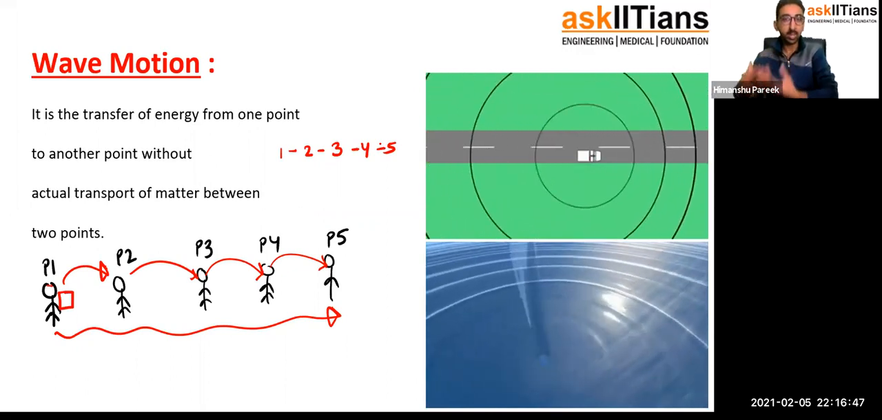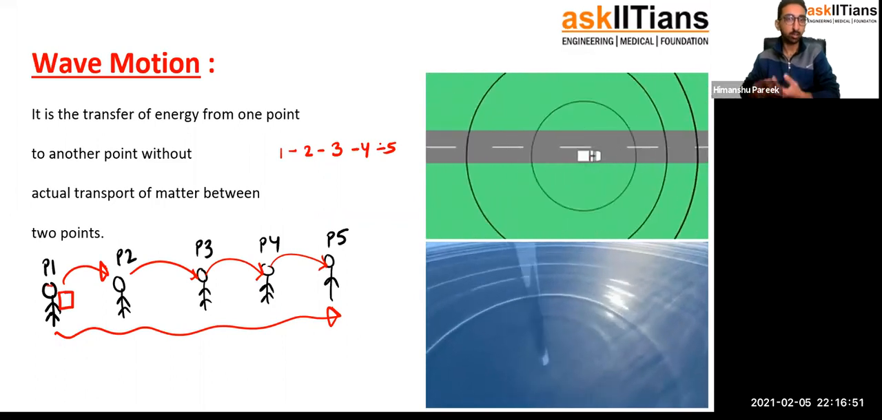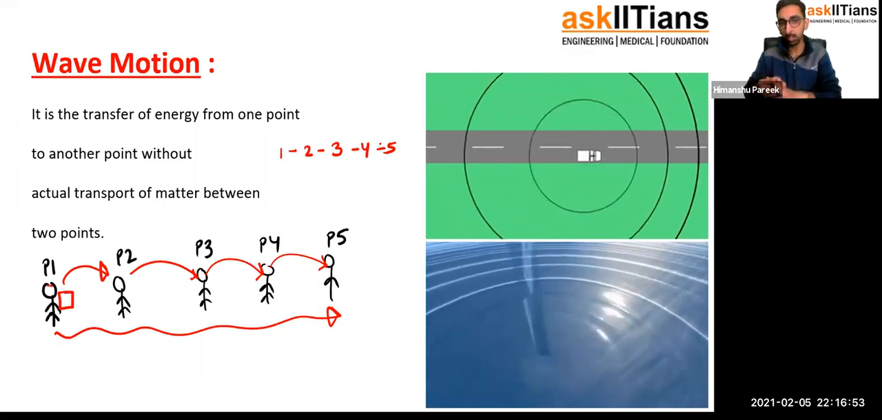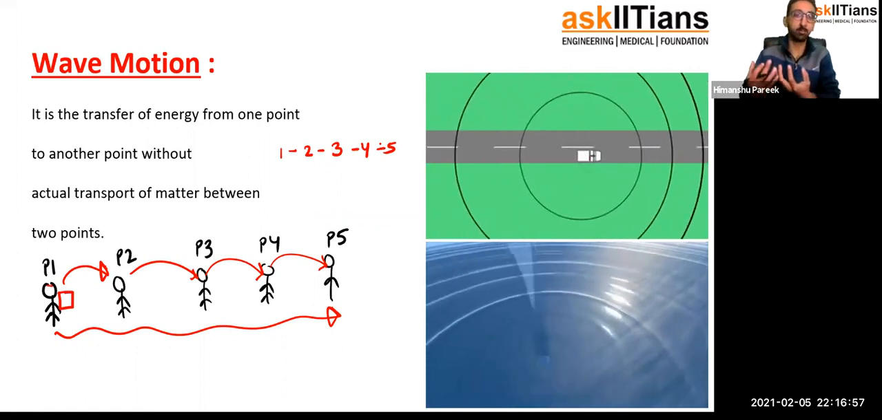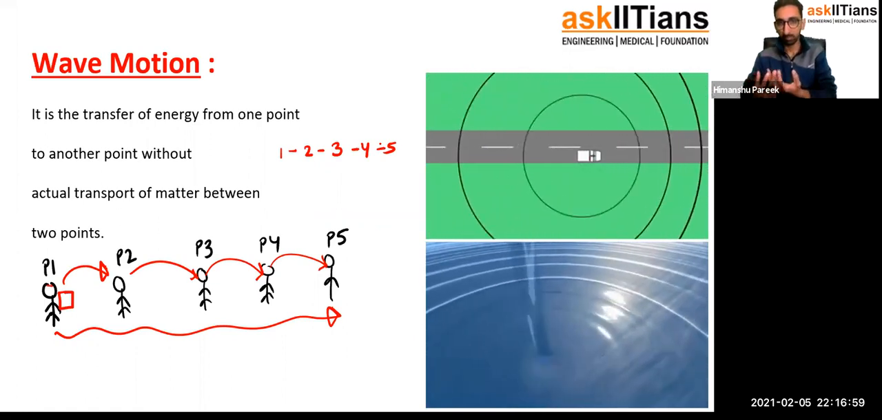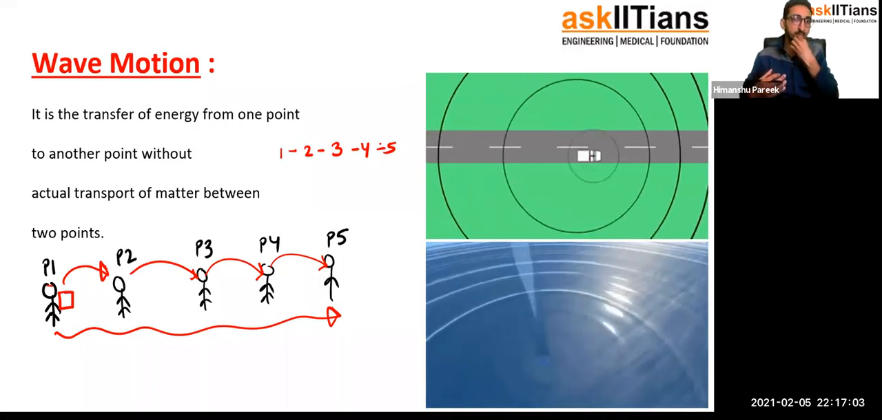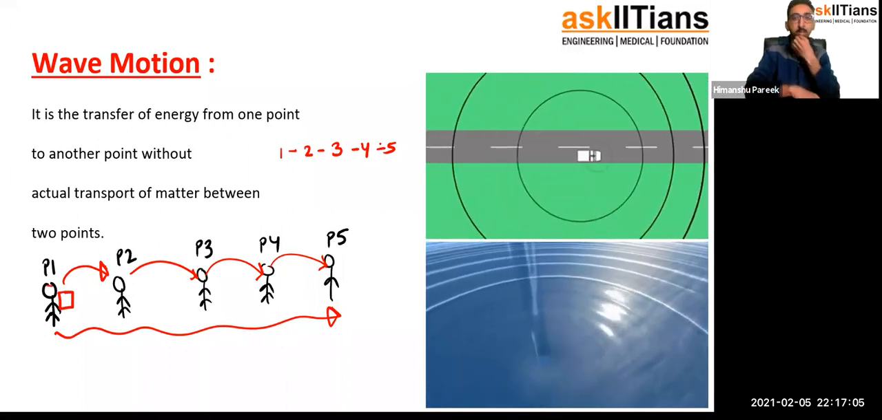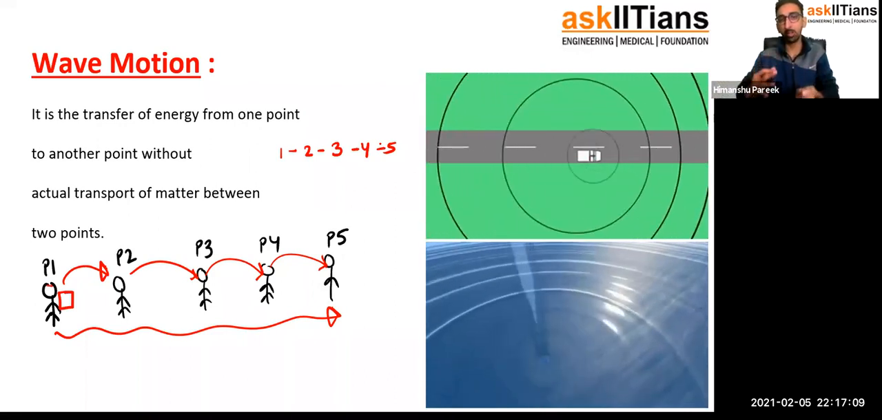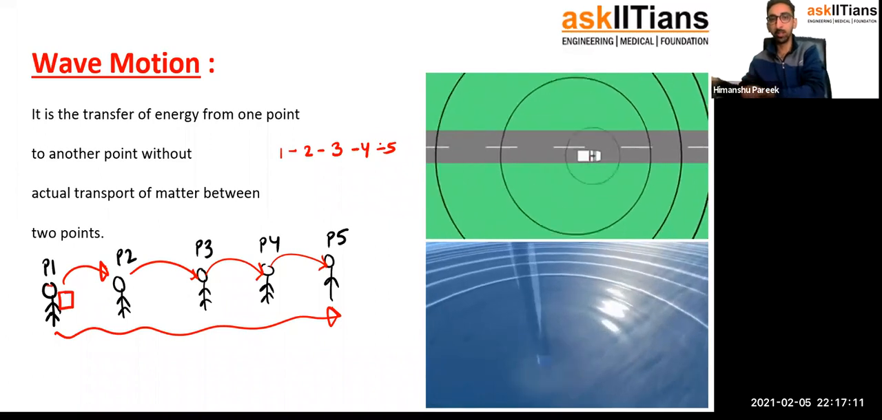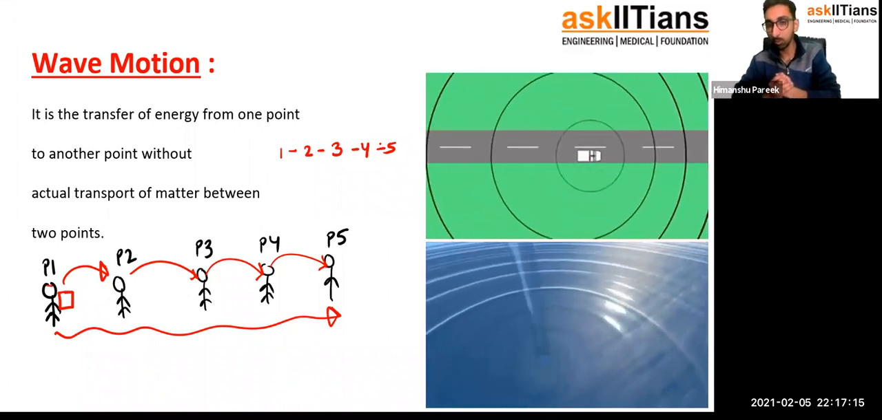Everybody was standing at their own position, and still we have made this work get done, right? The parcel ultimately got transferred from one place to the fifth place without even movement of person 1 from its location to person 5's location. So that is what wave motion is.